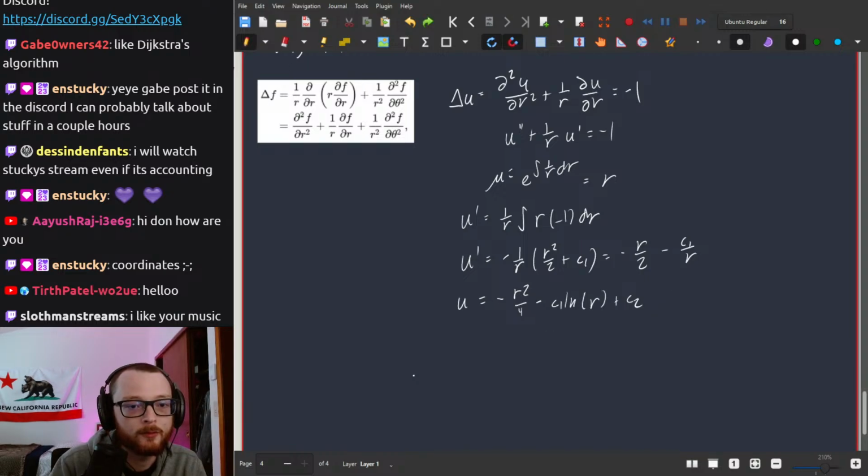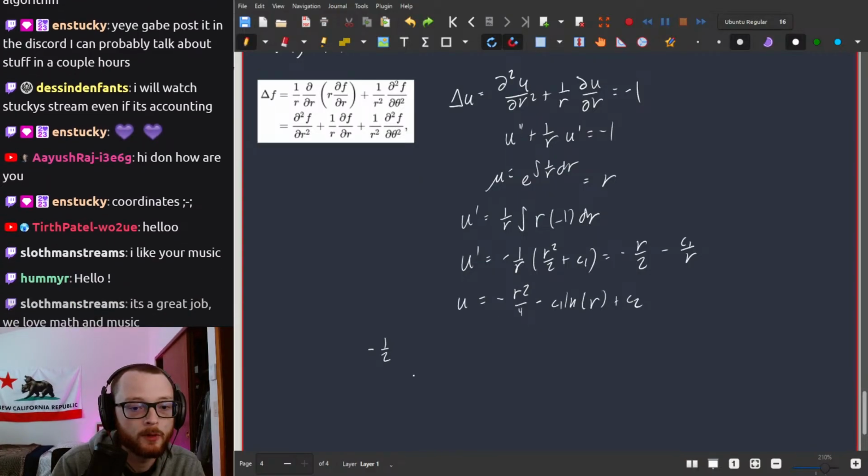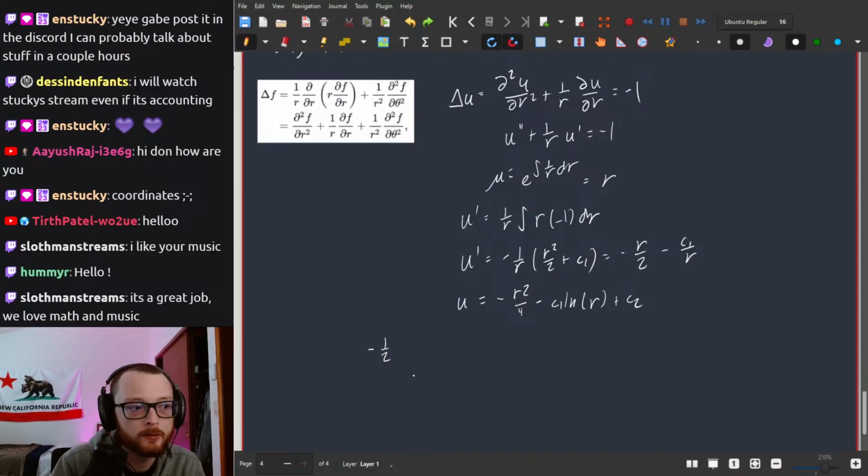Okay. Second derivative in r of that is minus a half. Yep. Hey, Hummer. Love math and music. Hell yeah. C1, 1 over r. And then it's going to be plus c1 over r squared. It's always dangerous to do these mentally. I think I did that right, though. So that's that term. Now we need to do this term.